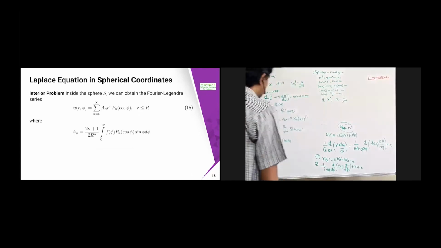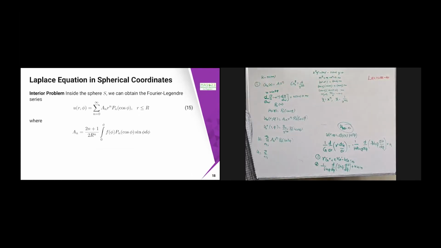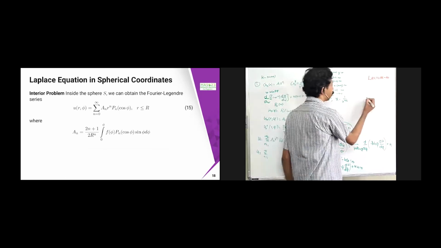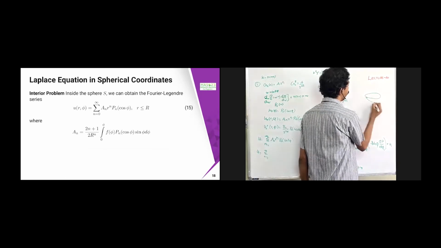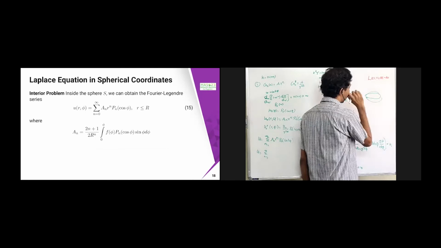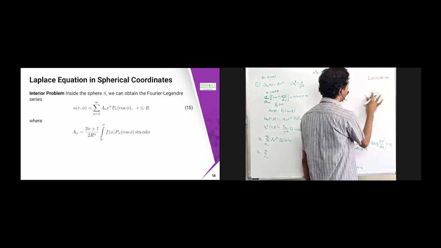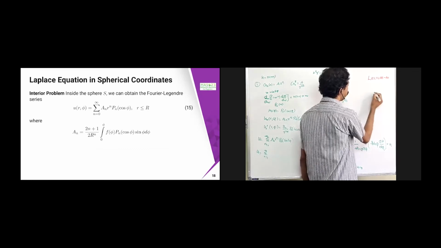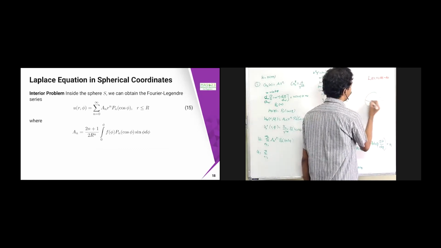Okay, so here what I am going to do is that you have a sphere. In this case, I am going to solve it in two parts. One is called the interior problem, another is called the exterior problem. So if this is my sphere, I have my radius R.